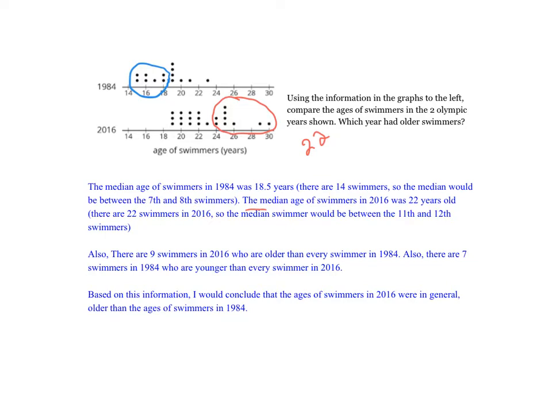Okay, and again, notice I say in general, based on this information. So we're saying just a general comparison between the two groups, okay? Obviously, if you look carefully, this swimmer in 1984 was older than all of these swimmers in 2016. But in general, the 2016 swimmers are typically older than they were in 1984. Okay?